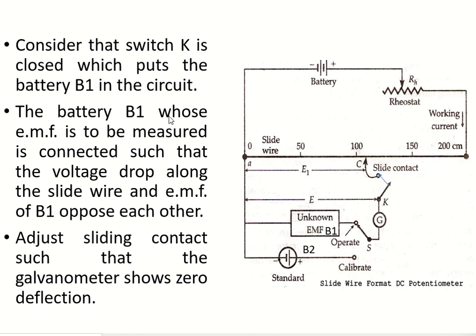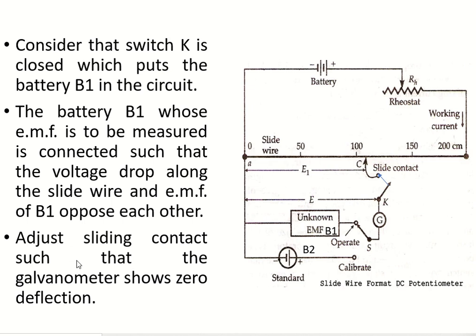The battery B1 whose EMF is to be measured is connected such that the voltage drop across the slide wire and the EMF of B1 oppose each other. You have to connect this battery in such a way that this battery voltage and this battery voltage are in opposite polarity. That means if this is negative, here also it should be negative. See, in the standard cell it is negative, so here also B1 should be negative.